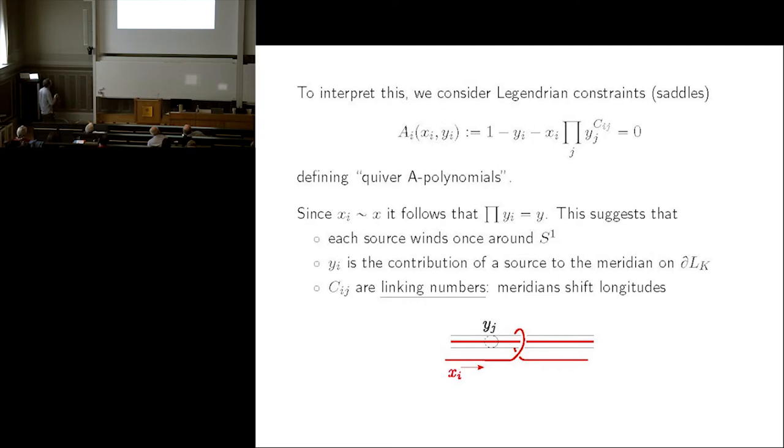Okay, given this interpretation of what x_i and y_i are, then you can tell what is the meaning of the quiver matrix. This must be some linking numbers, because you see from this equation that the c_ij appear as corrections of x_i by y_j. And this happens because if you have a source i, whose longitude winds around source j, then you see that its longitudinal holonomy gets shifted by y_j with the power given by the linking number. So we learn that each node of the quiver can be thought of as a source in the Chern-Simons theory on the knot conormal brane, and that the quiver matrix is actually a matrix of linking numbers of these sources.